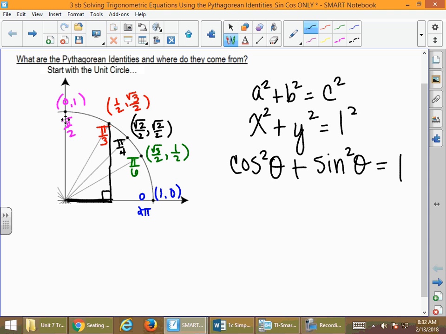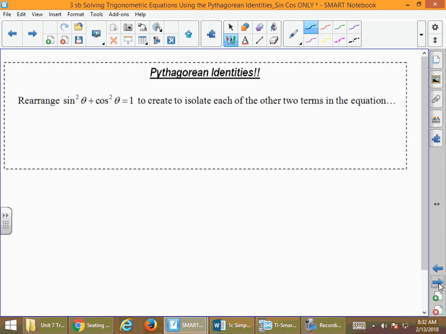And this value right here, cosine squared theta plus sine squared theta equals 1, is called a Pythagorean identity. I'm fine if you remember it that way, but in general, if you look online, if you read a math book, it tends to be that sine is the first value. Sine squared theta plus cosine squared theta equals 1. I'm not quite sure why.